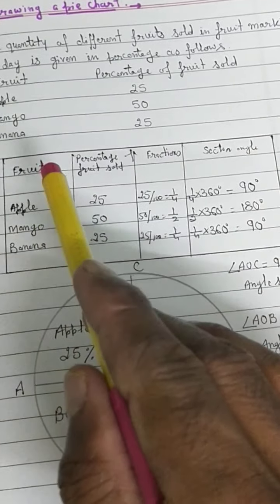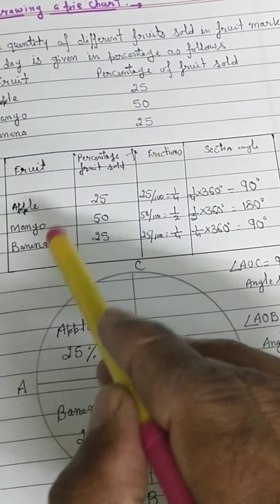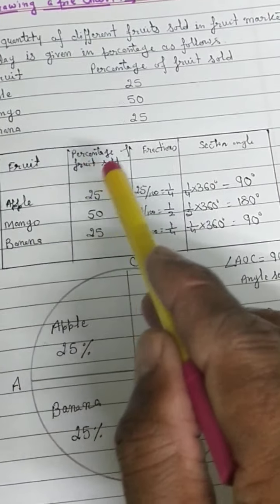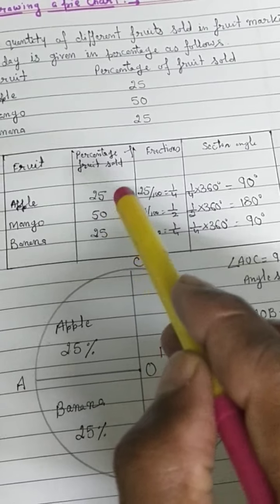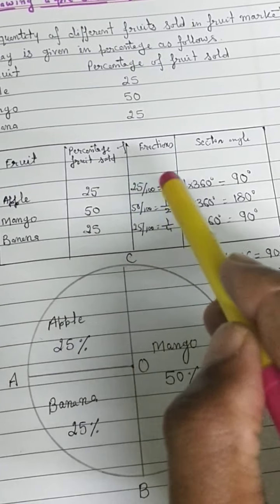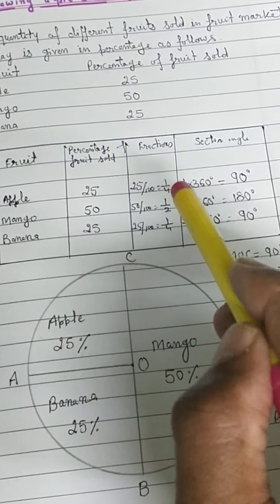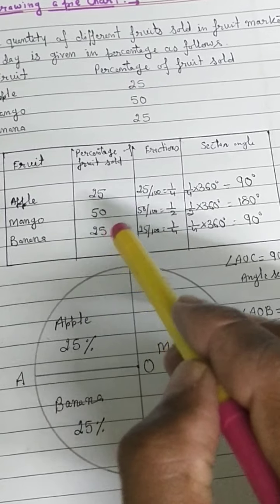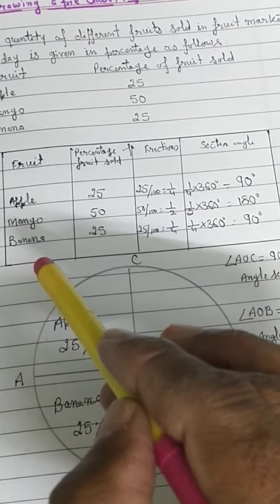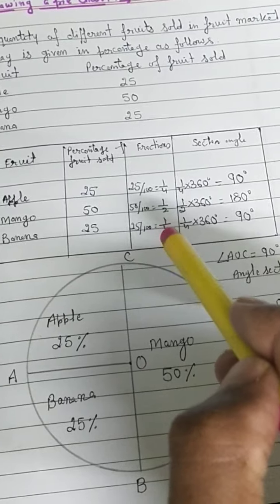So first the fruits are apple, mango, bananas. First fruit is apple. Percentage of fruit sold is 25. So what is the fraction for 25%? 25 upon 100 is equal to 1 upon 4. What is the fraction for mango? 50 upon 100, 1 upon 2. What is the fraction for bananas? 25 upon 100, 1 upon 4.